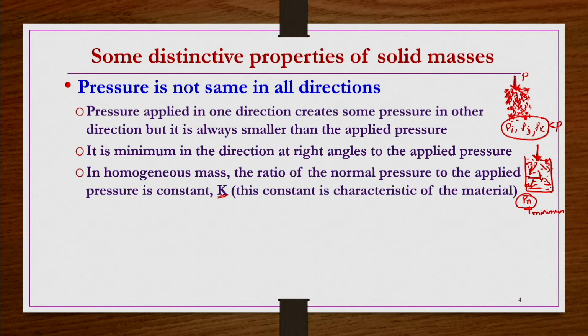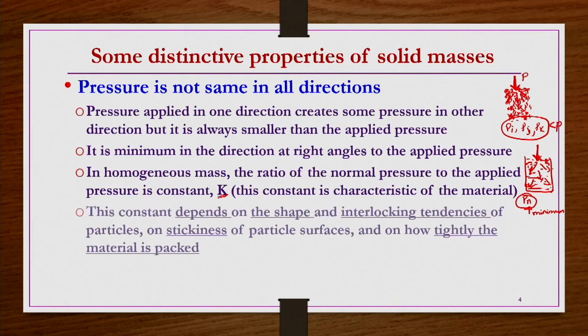For a given material, if it is a homogeneous mass, that is, you need to have the same material. You cannot have a mixture of solids. If you have one single kind of homogeneous mass, then the ratio of the normal pressure to the applied pressure is going to be a constant, and it is a characteristic of the material. So, K is nothing but Pn by P, as per the notations that we have used.